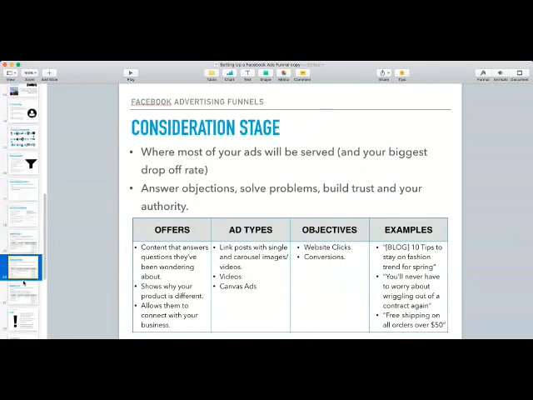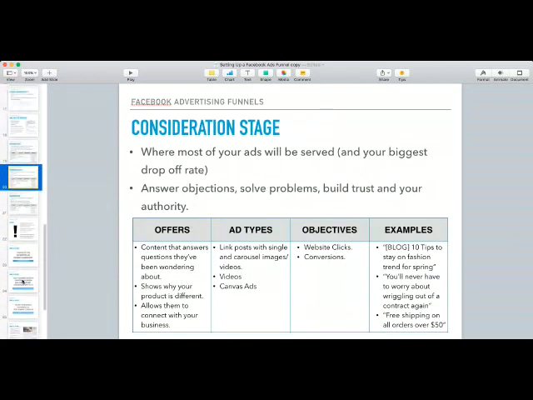Then the middle stage is actually the consideration stage. I think it is probably the most important part of the customer journey. Yes, obviously getting the money from them at the last is really important, but I find most of my ads are actually in this middle stage of the funnel here, and they often have the biggest drop-off rate, because here is where people that have been exposed to your brand already, so they've generally either engaged with a video, they might have visited your website, they may have followed you on Instagram or Facebook, and now you're trying to answer their objections and solve their problems and build trust in your authority to help get them closer to that point where they're ready to convert.